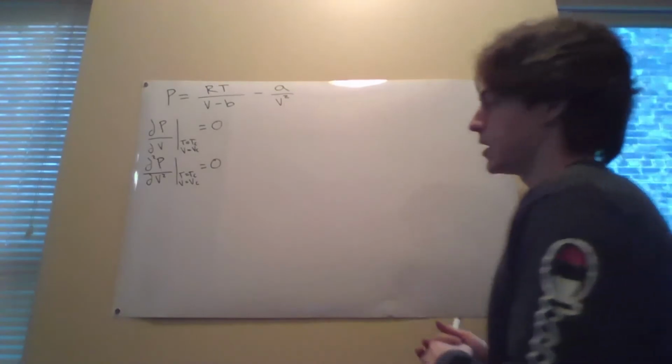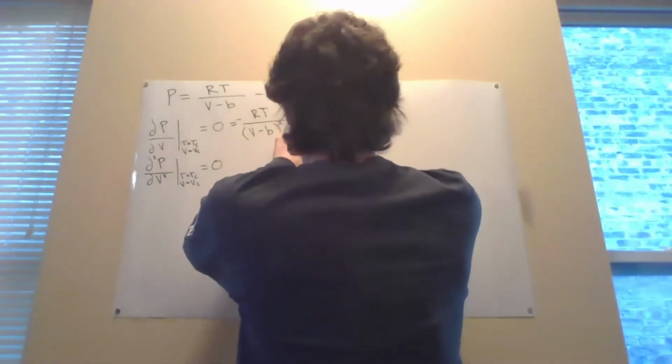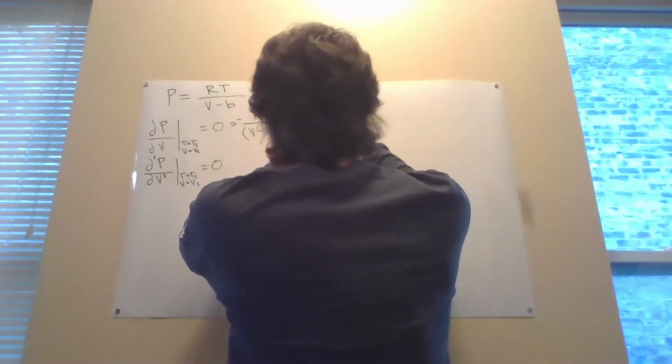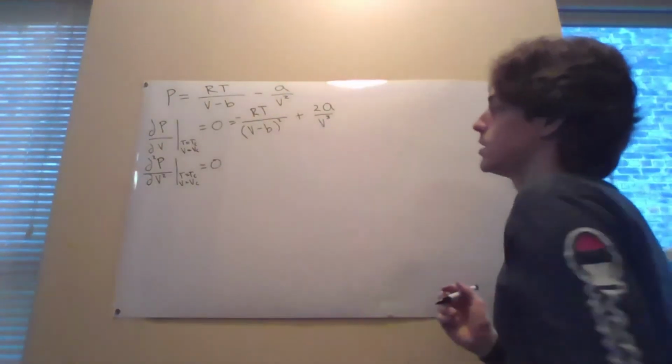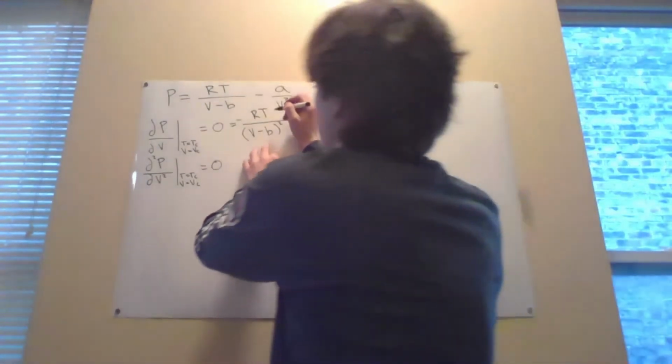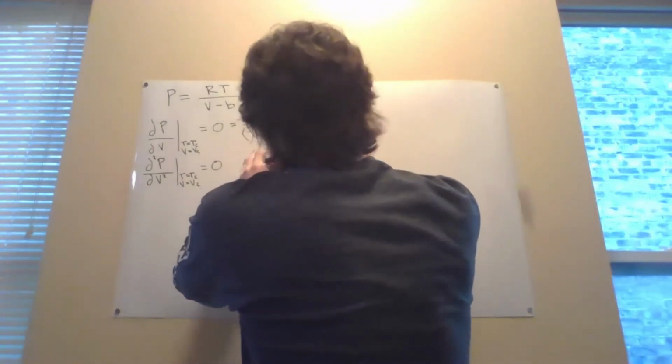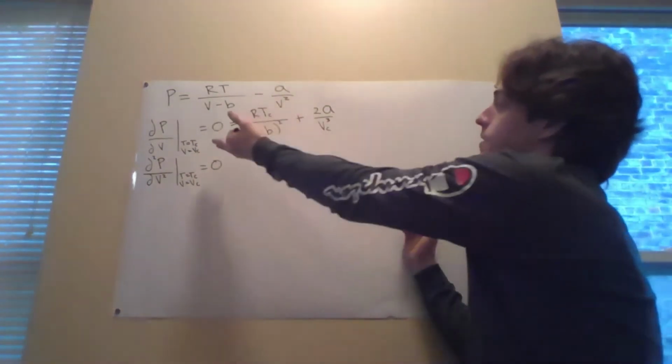So we're going to take the first derivative. This will be R times temperature in the numerator, over (V minus B) squared, multiplied by -1, and then the derivative of the second term will be positive 2A over the volume cubed. Since this is at the critical point, it'll be the critical temperature and the critical volume, and it is 0 at that point.